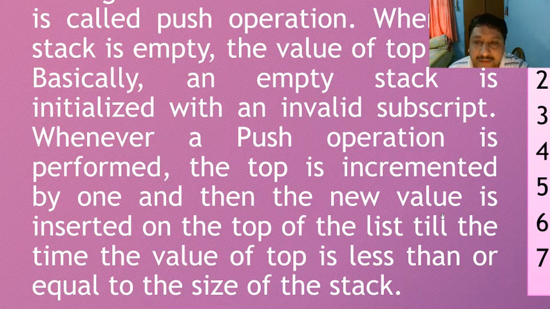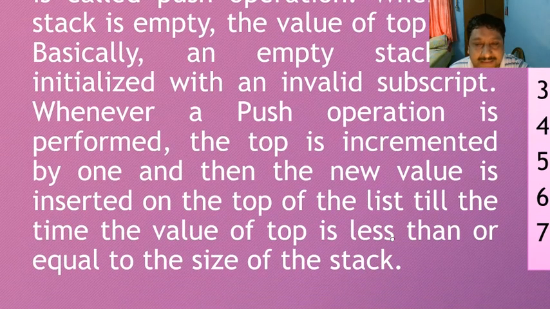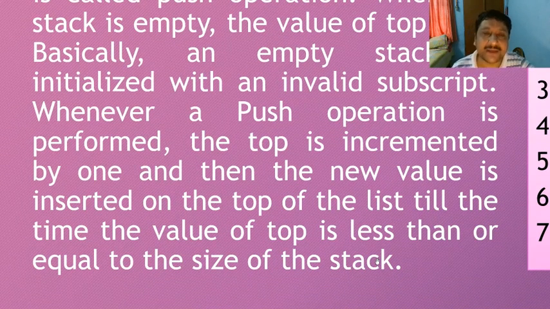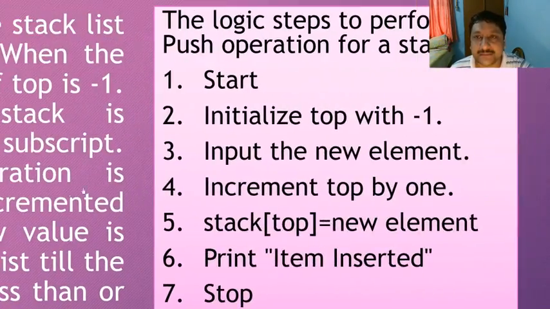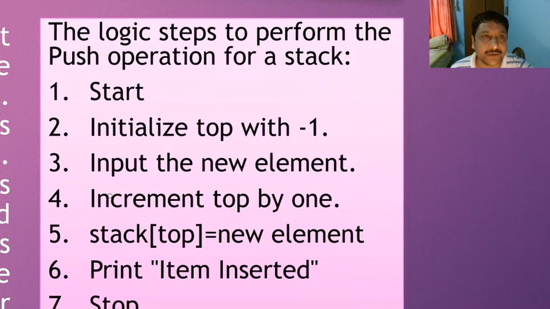Then the new value will be inserted at the top of the list as long as the top is less than the stack size. If we keep on adding elements one by one, how many can we add? If the stack size is defined as the number of elements it can contain, then up to that size we can add elements in that stack. Now see the logic. What is the logic here?